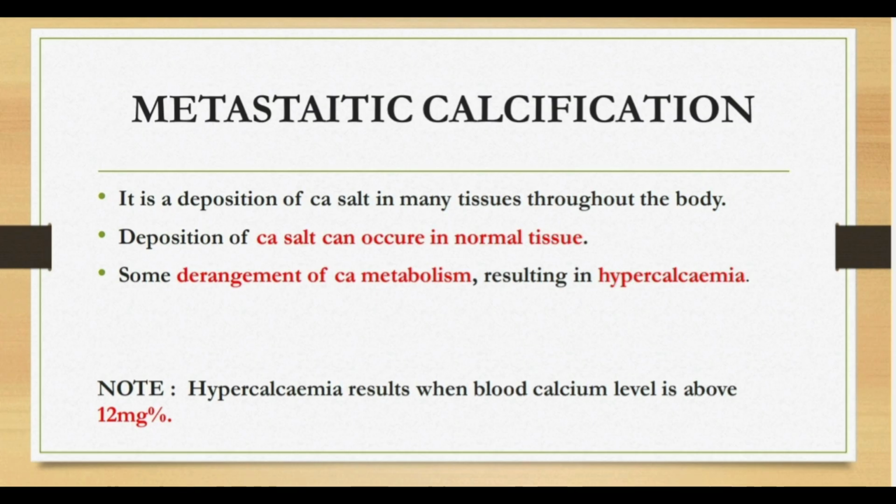Then metastatic calcification is deposition of calcium salt in many tissues throughout the body. Deposition of calcium salt can occur in normal tissue, whereas in dystrophic calcification it occurs in dead tissue. Next, there is disarrangement of calcium metabolism, meaning abnormal calcium metabolism, and it results in hypercalcemia, meaning an increase in the calcium level. Hypercalcemia results when the blood calcium level is above 12 mg percent.